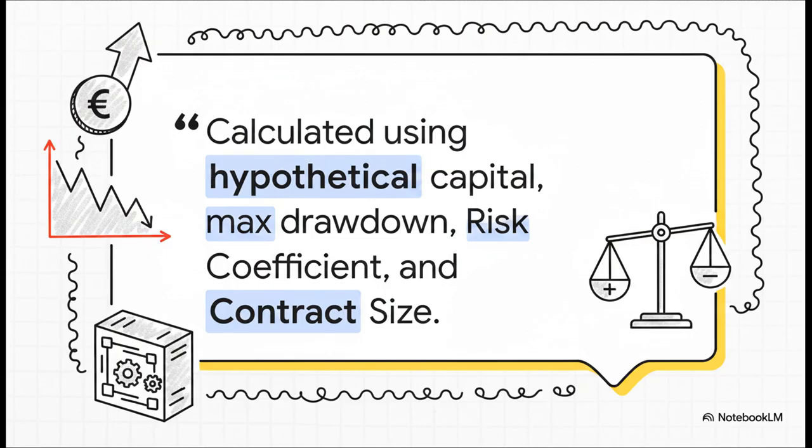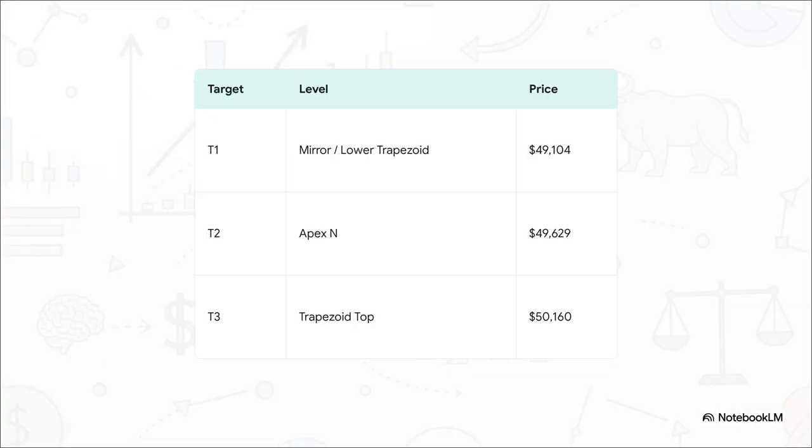And just so there's no mystery about where that number comes from, the documentation lays it out perfectly. I'm going to read this quote directly. Both trade sizes are calculated using the hypothetical capital, the investor's maximum allowed drawdown, the third triangle domain percentage, the risk coefficient, and the contract size.